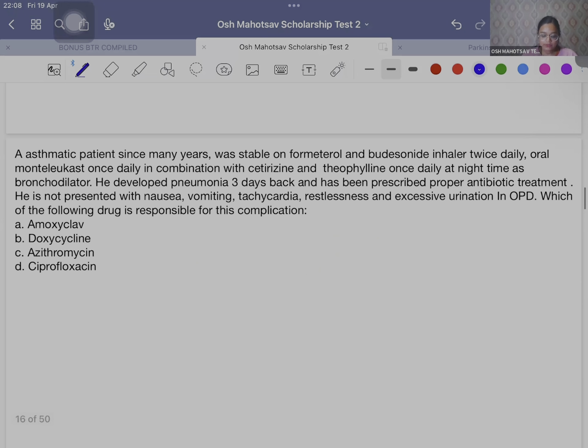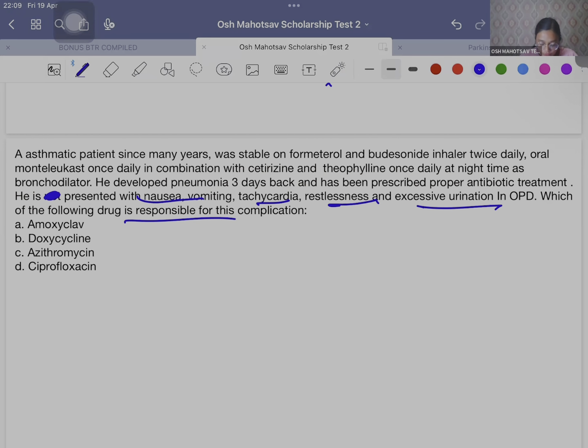Then an asthmatic patient, stable for many years on formoterol and budesonide inhaler twice daily, oral montelukast once daily in combination with cetirizine, and theophylline once daily at night time as a bronchodilator, developed pneumonia 3 days back. For this, we have given him an antibiotic. He is now presented with nausea, vomiting, tachycardia, restlessness, and excessive urination, meaning diuresis. Which of the following drugs is responsible for this complication?